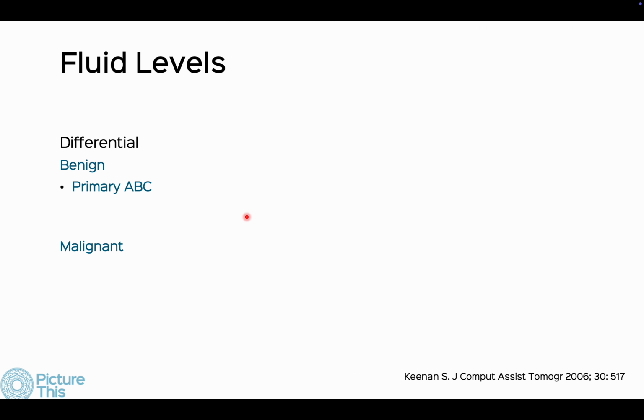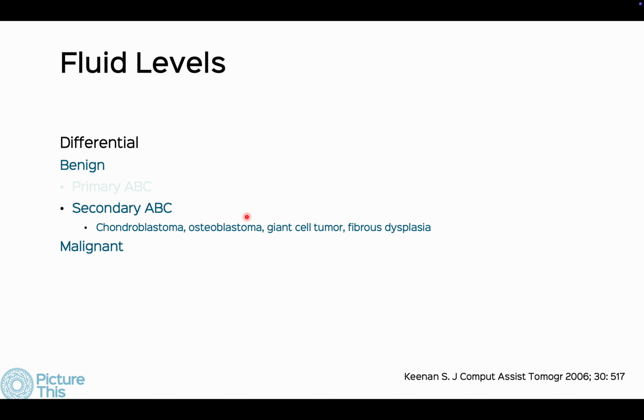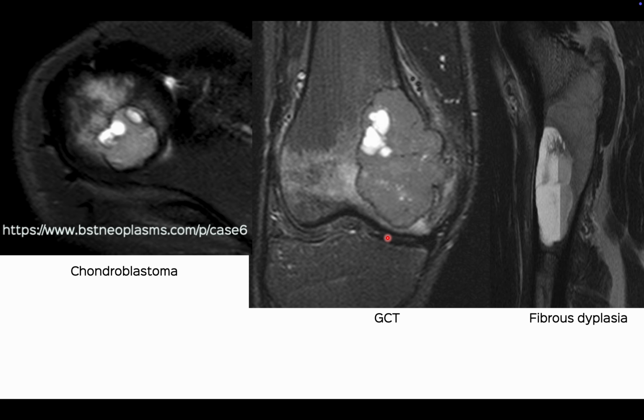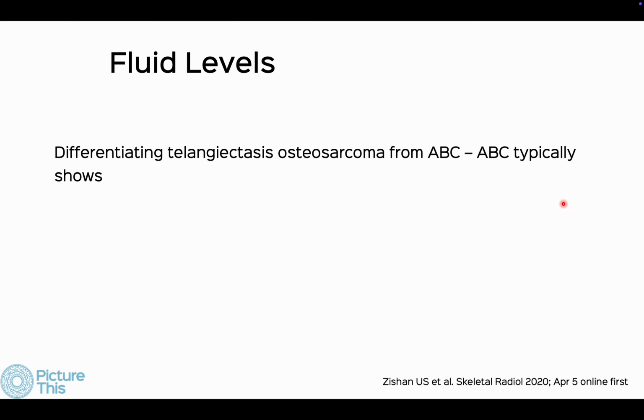So fluid levels can be benign, as in primary ABC and secondary ABC. So secondary ABC can occur in all of these tumors. And then you can get fluid levels in telangiectatic osteosarcoma, clear cell chondrosarcoma, and rarely metastatic disease. So here's fluid levels in a chondroblastoma, fluid levels in a giant cell tumor, fluid levels in a patient who has fibrous dysplasia. These are quite easy to figure out. They just involve a small part of the tumor, and then you use the rest of the findings to characterize the tumor.